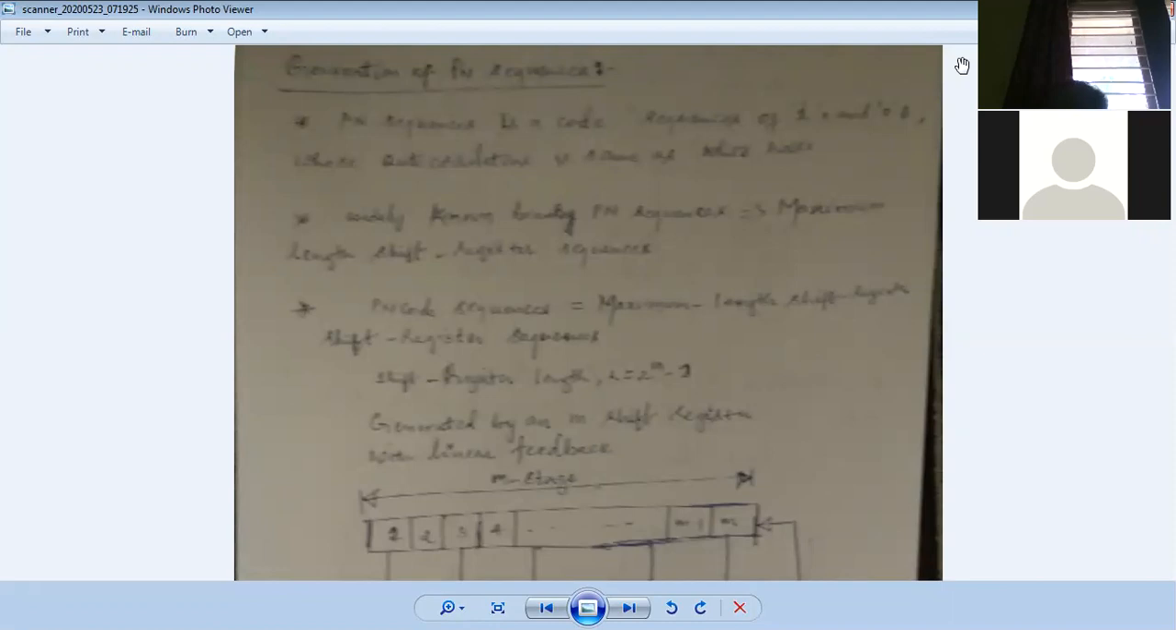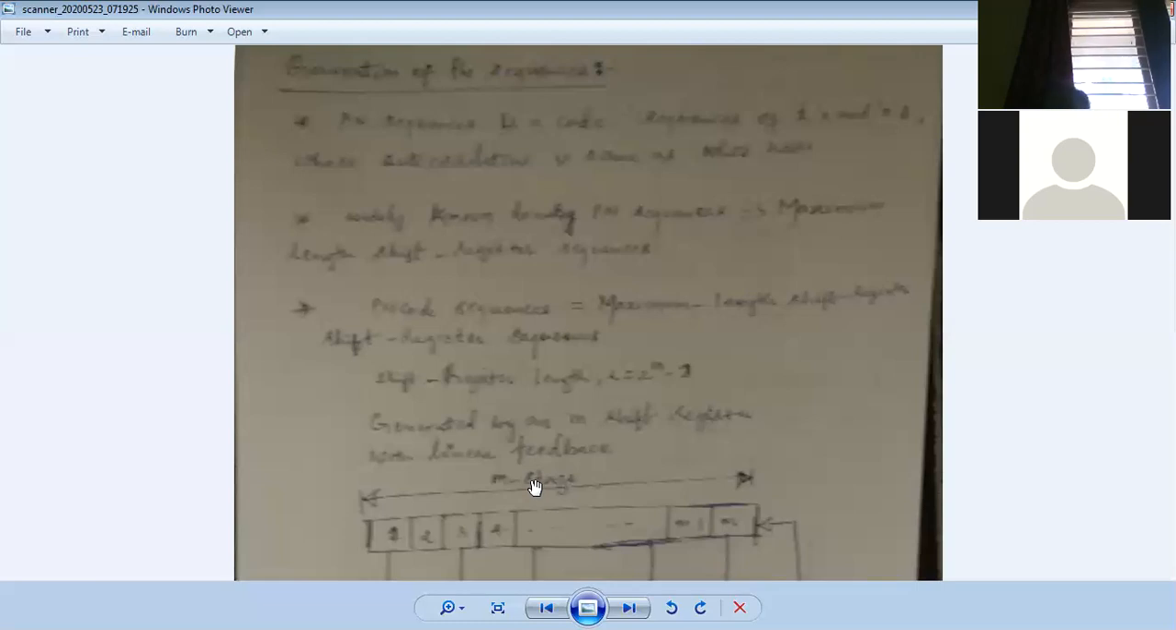So there is a PN sequence at the transmitter and a PN sequence at the receiver. The PN sequence at the transmitter helps spread the bandwidth of the signal to be transmitted, whereas the PN sequence at the receiver helps de-spread the signal to be processed. This is how it works with the help of the PN sequence.